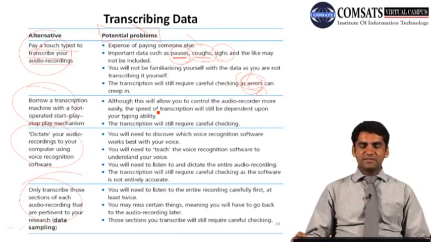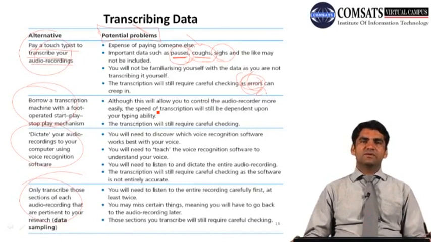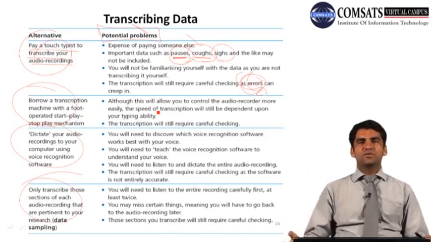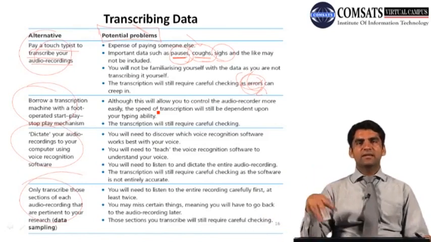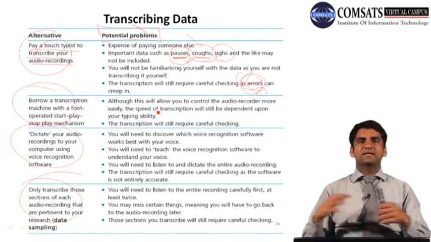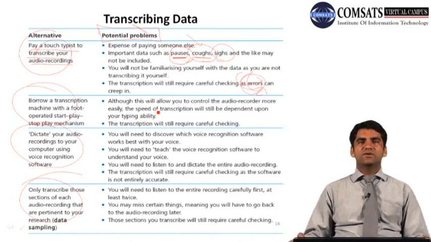So you may miss certain things, meaning you will have to go back to the audio recording later. So that's another issue that is related to transcribing only the important part of an audio recording. You might miss something, and if you miss that, you have to go back again to the audio recording. You have to go to that particular place where you can actually get the main thing, and then you have to listen to it again to transcribe it. So those sections you transcribe will still require careful checking. Careful checking is very important.